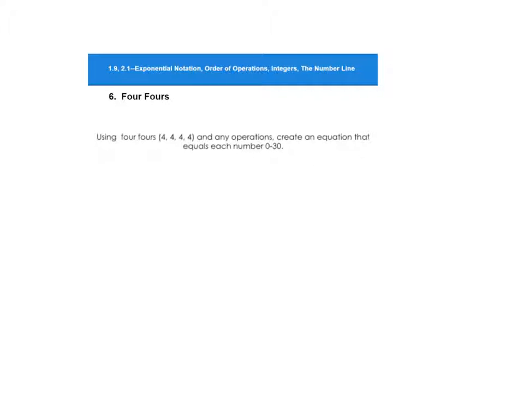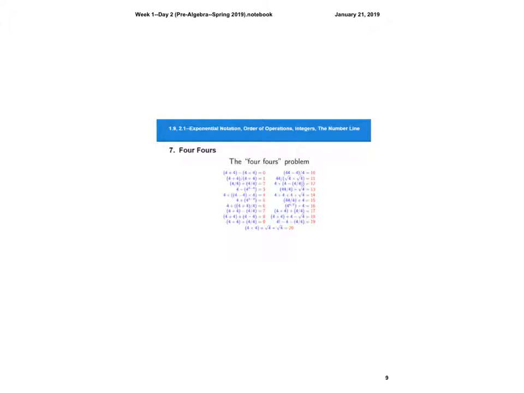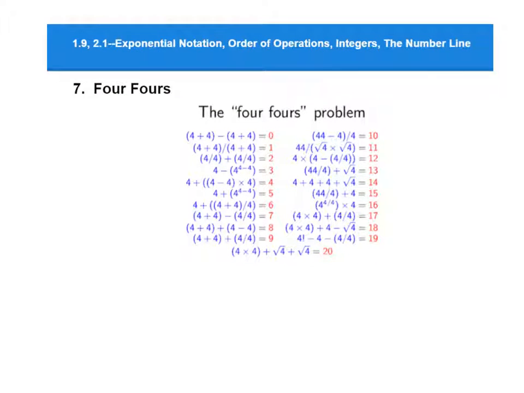Find your 4's. This is an example that we talked about in class, as you're just trying to figure out different ways that you can create numbers 0 through 30. You can use all the operations, but you can only use 4's. So these are just examples of how you would use grouping symbols and different operations to create the answers, at least up to 20 here.